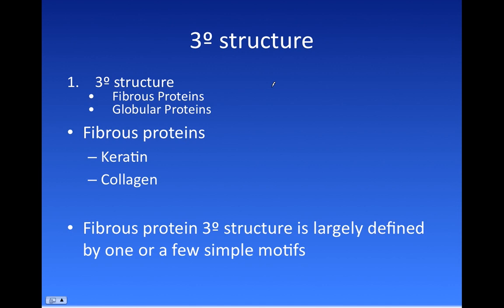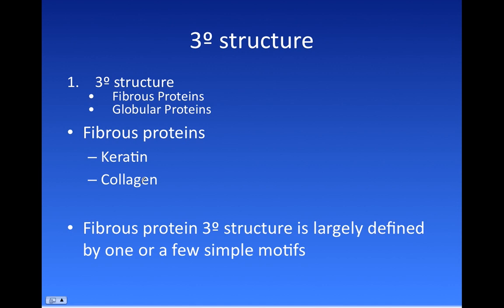Sometimes the tertiary structure is mostly dominated by a particular shape, and those types of proteins are called fibrous proteins. We'll show keratin and collagen as an example. They have relatively simple tertiary structures, and that simplicity usually means that fibrous proteins are structural proteins. They're there as building blocks for cellular structure.